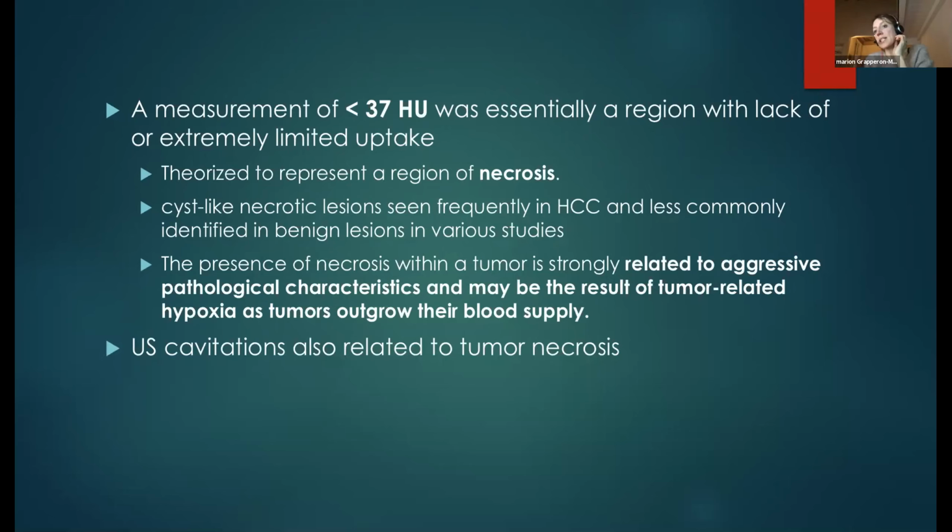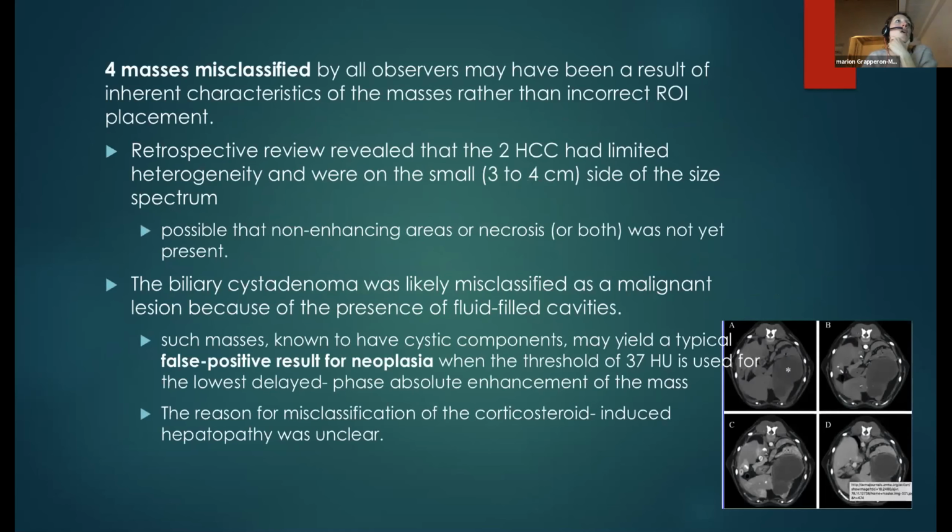The pulsatility index, the resistive index, all the rest was not useful to discriminate malignant versus benign lesions, at least in this study. However, they went back, and it was interesting: the 4 masses that were misclassified by all observers were most likely the result of the inherent characteristics of the masses.